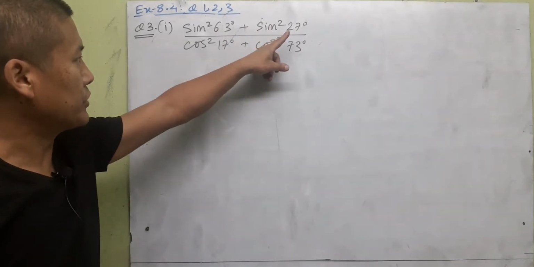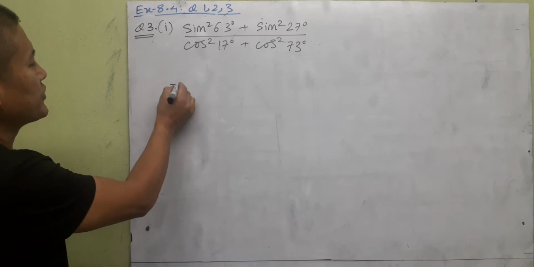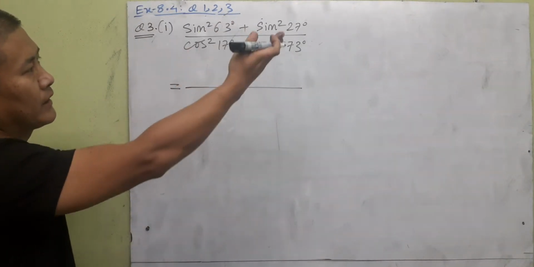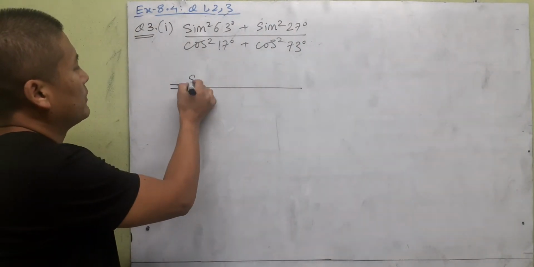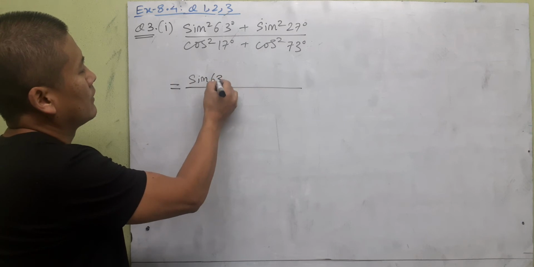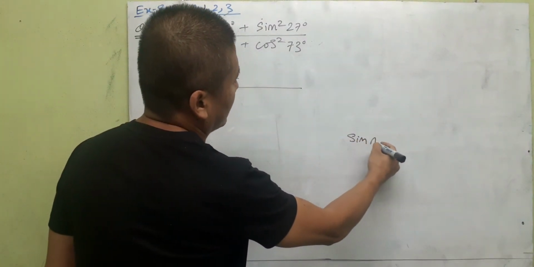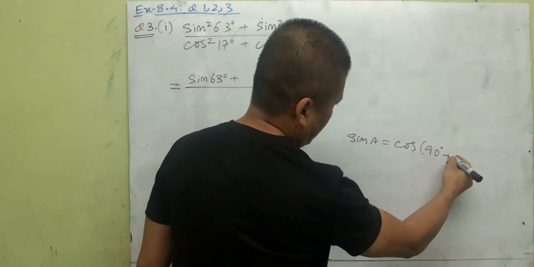So they are complementary. 17 plus 73 also. So we have to use the complementary ratios. In the previous class we have done this. Let us change any one you like. Maybe you can change the smaller one or bigger one, up to you. Then you keep the bigger one same, sine 63 degree, and here we know one formula, sine A is equal to cos 90 degree minus A.